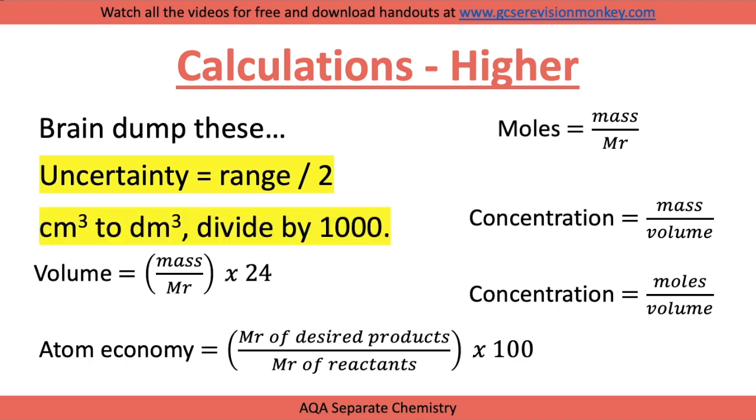And the conversion centimetres cubed to decimetres cubed. To do that, you have to divide by 1,000. So that often comes up in these calculations as a little banana skin they use to try and trip you up. So a lot's there to remember for separate science, but have those written on post-it notes to remember them and then brain dump them as soon as you get into the exam.